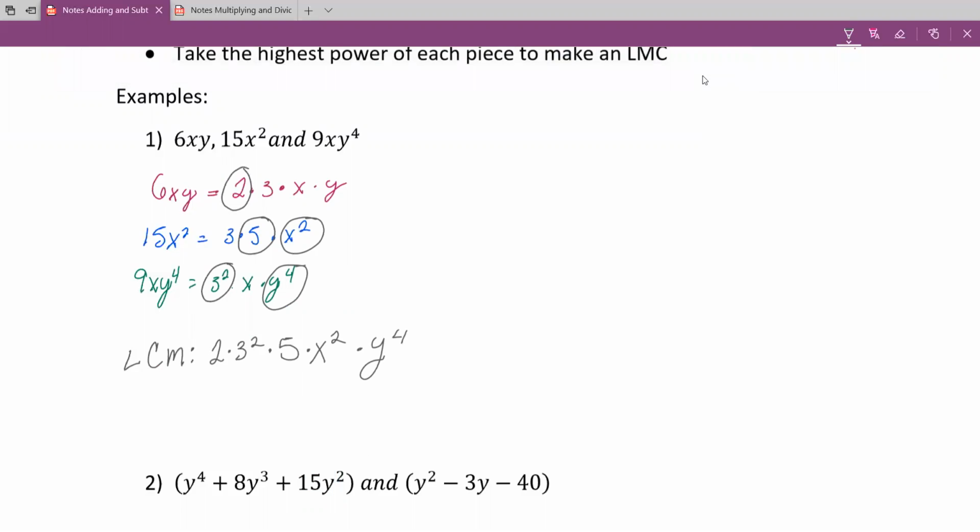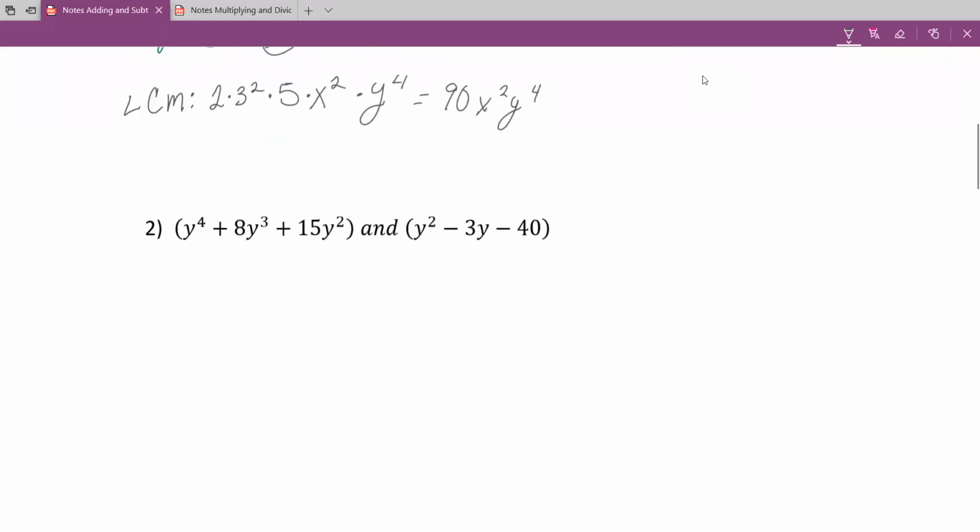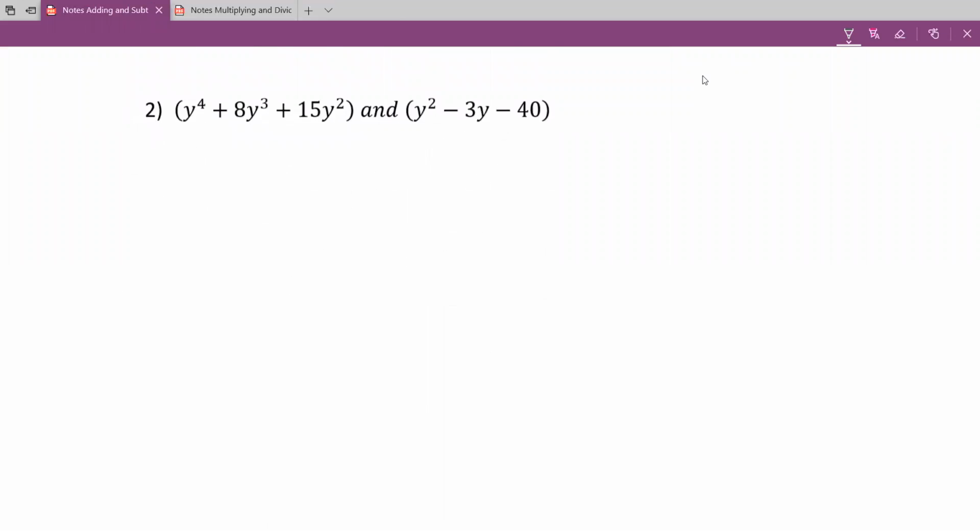Multiply all of that together, and I really have my new least common multiple. So 9 times 5 is 45, times 2 is 90, and then my x squared, y to the 4th. Those are monomials. Let's look at one with actual polynomials then.